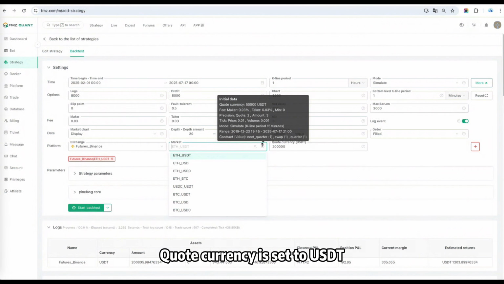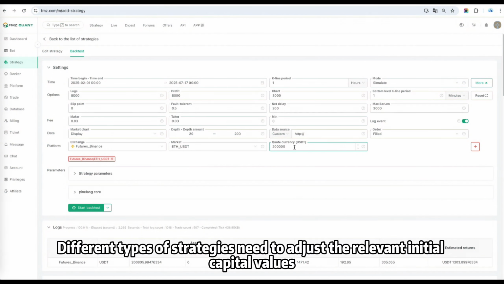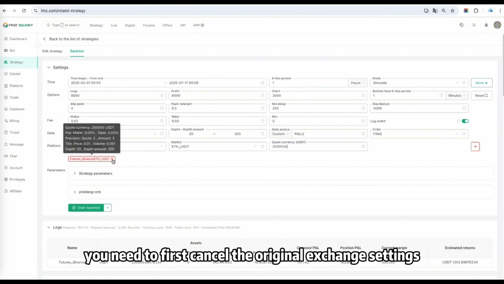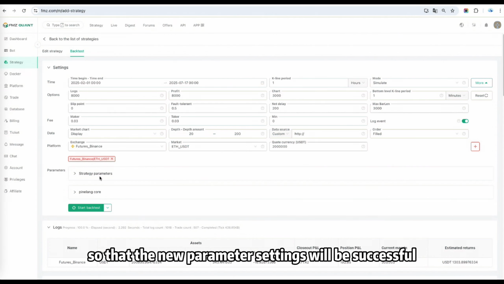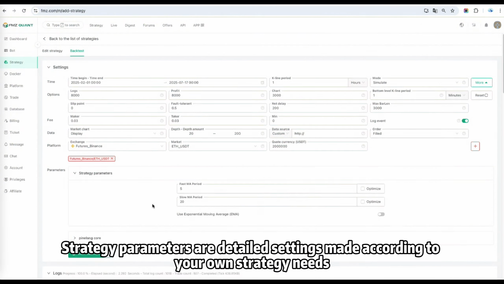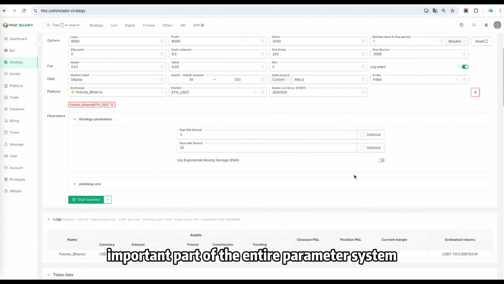Quote currency is set to USDT, determining the initial capital scale. Different types of strategies need to adjust the relevant initial capital values. Note that when changing parameters, you need to first cancel the original exchange settings, then click Add again, so that the new parameter settings will be successful. Strategy parameters are detailed settings made according to your own strategy needs, which is the most flexible and important part of the entire parameter system.